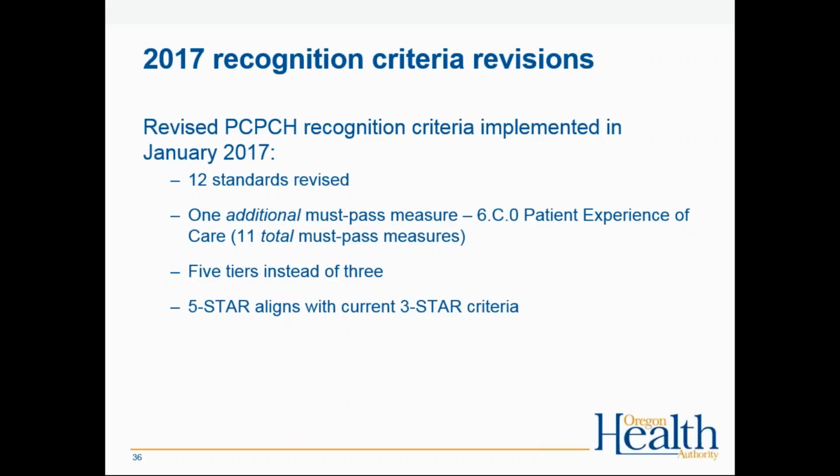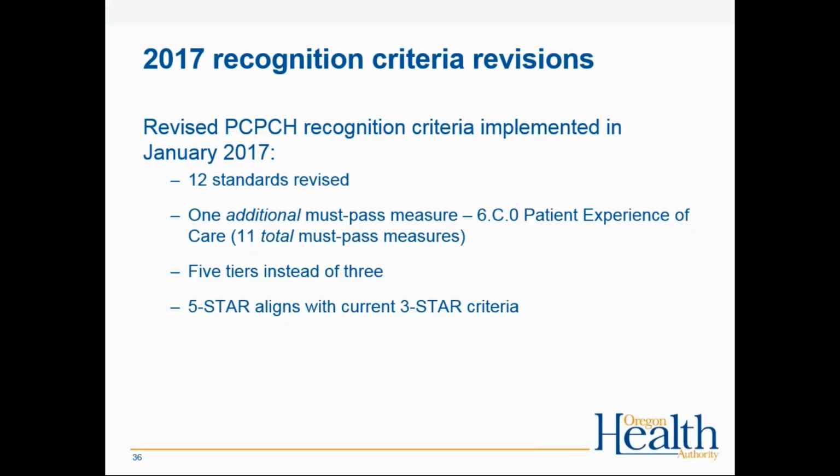There is now 1 additional must-pass measure: engaging patients by asking them about their experience of care is the one that was added, and so there are now 11 total must-pass measures, which means that to reach PCPCH recognition at any tier level, these 11 things are things that your clinic needs to be doing.